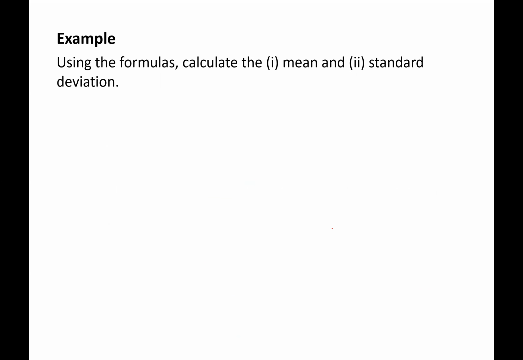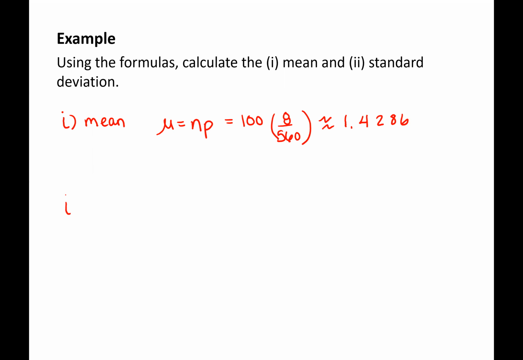Okay, using the formulas, calculate the mean and the standard deviation. To calculate the mean of a binomial distribution, we take the number of trials and multiply it by the probability of a success. So that would be 100 pages times the probability of a success, which is 8 over 560. I did this on my calculator and I get approximately 1.4286.